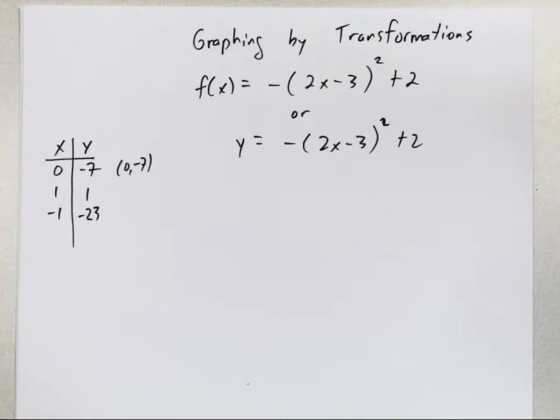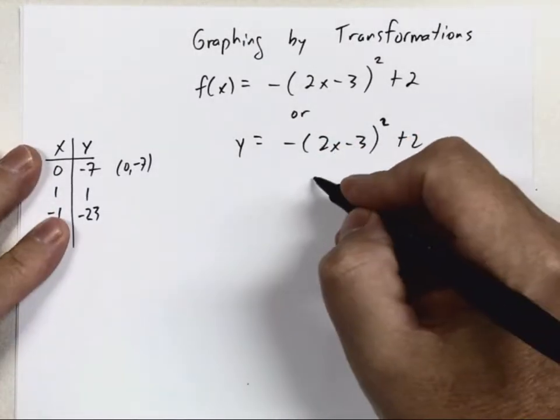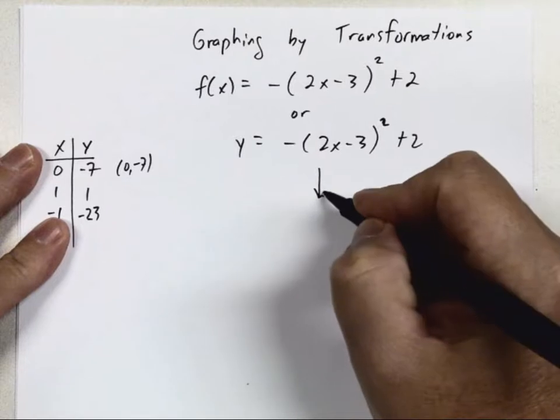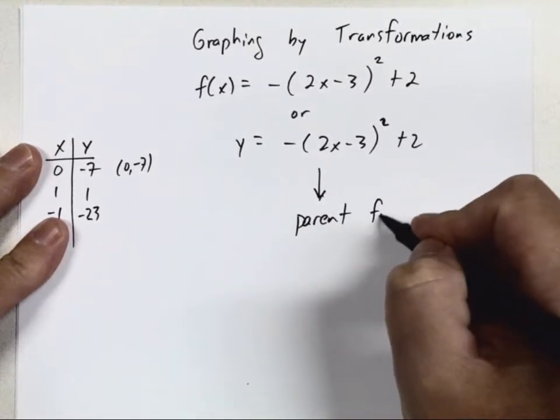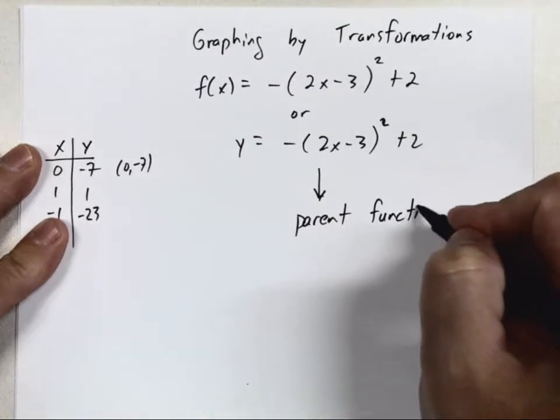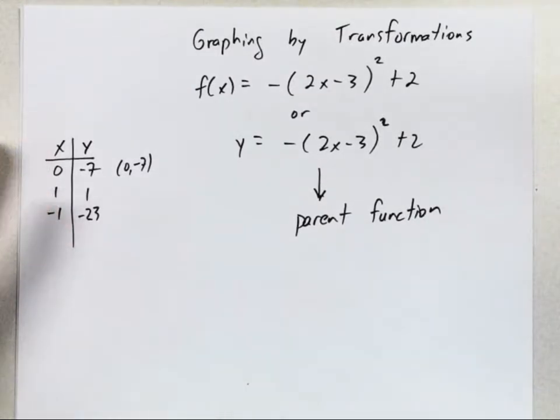However, they don't want to do that here. They want to do something different. And here's what they're going to do. If you're given an equation like this, what they want to do is go back and strip it down to what they call the parent function.